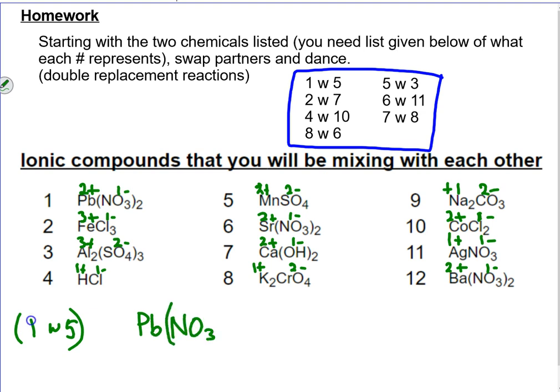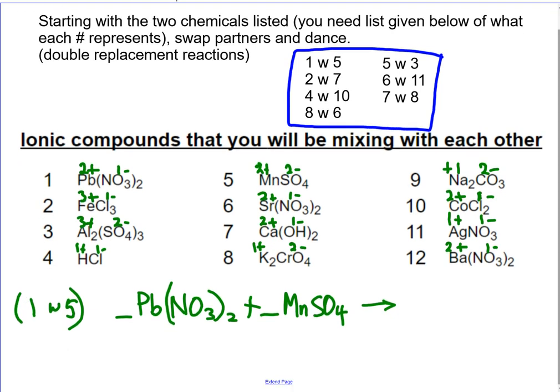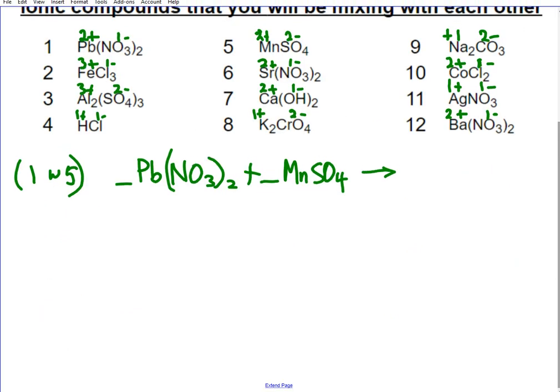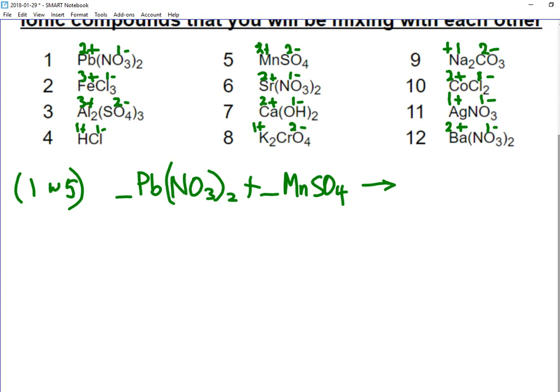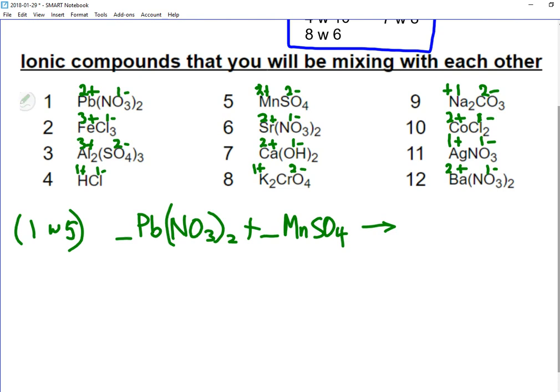And this is actually called lead 2 nitrate because it has a 2+ charge. And then we're going to mix that with number 5, which is manganese sulfate. And we're going to put the little underlines on, just like we've done before. Now, this is the part that you haven't done, in this class anyway, in the past. And so I'm going to move this up a little bit so I have more room to write. And there we go.